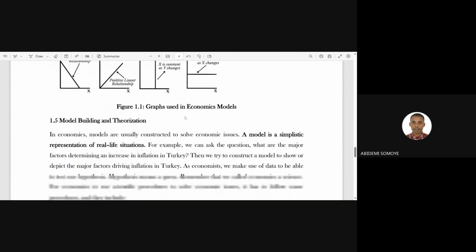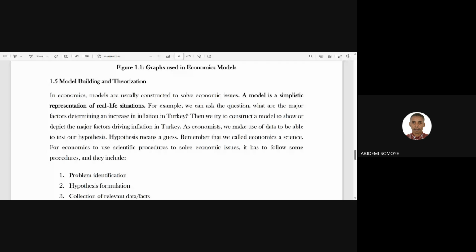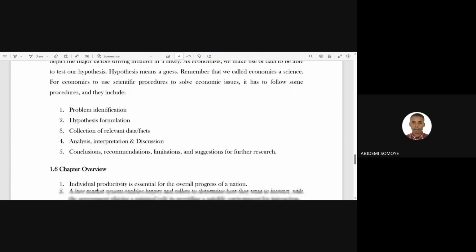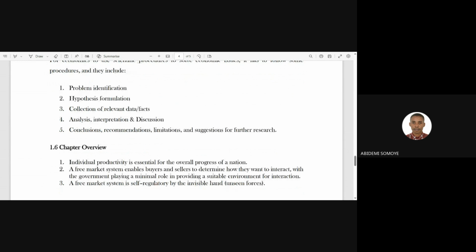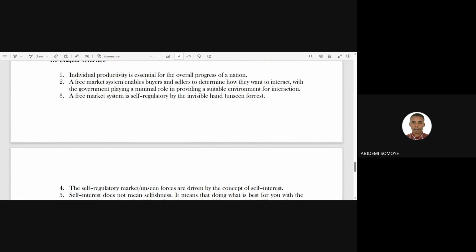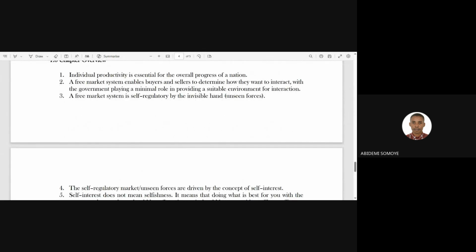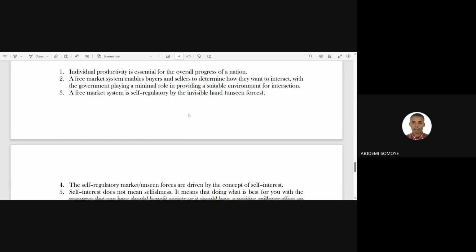And the last part I talked about was model building and theorization. You need a model to solve a problem. The steps are: problem identification, hypothesis formulation, collection of relevant data, analysis, interpretation and discussion, conclusions, recommendations, limitations, and suggestions for further research. So let's take a look at the chapter overview. When I was defining individual productivity, I said it is essential for the progress of a nation. According to Adam Smith, a free market system enables buyers and sellers to determine how they want to interact, with the government playing a minimal role in providing a suitable environment for interaction.